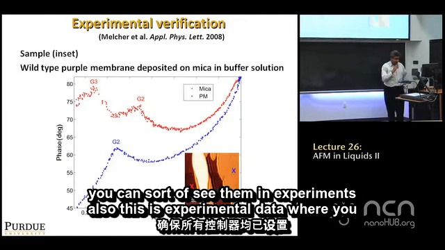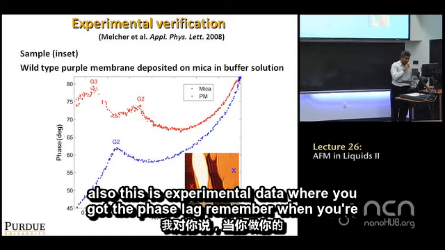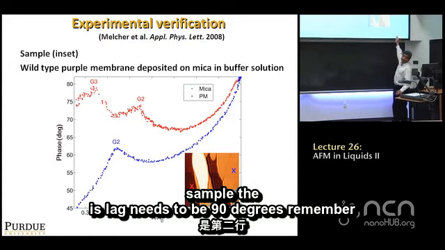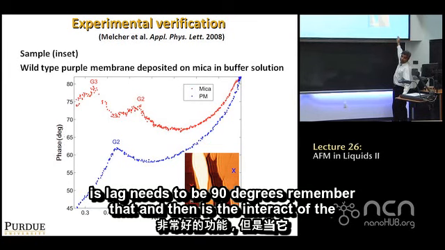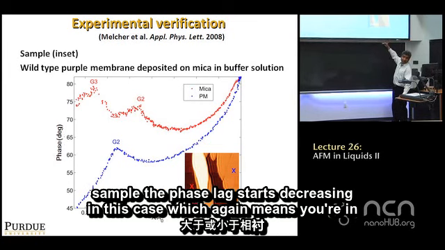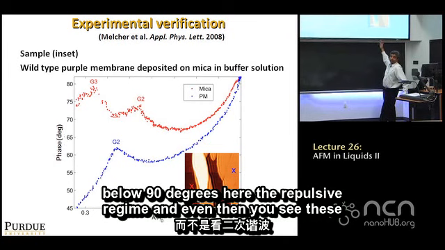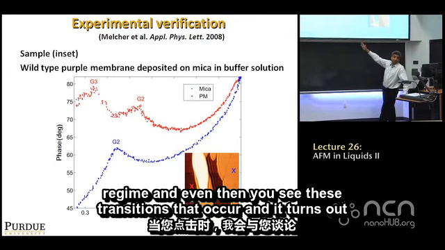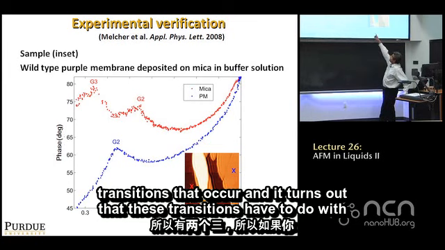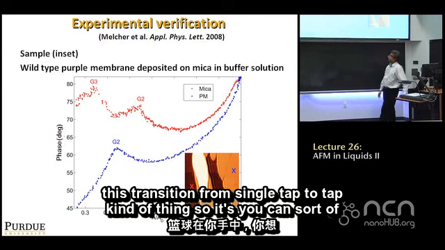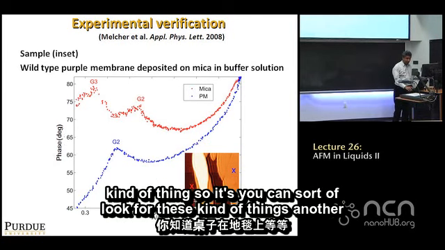This is experimental data where you have the phase lag. Remember, when you're not interacting with the sample, the phase lag needs to be 90 degrees. Remember that? And then as you interact with the sample, the phase lag starts decreasing in this case, which again means you're in the repulsive regime. So the phase lag is all below 90 degrees, so you're in the repulsive regime, and even then, you see these transitions that occur. It turns out that these transitions have to do with the transition from single tap to two tap. So, you can look for these kinds of things.